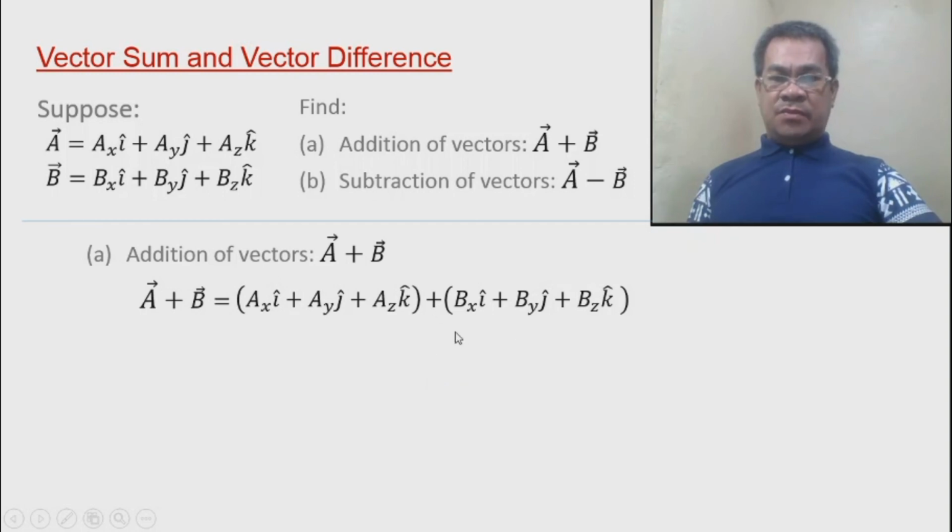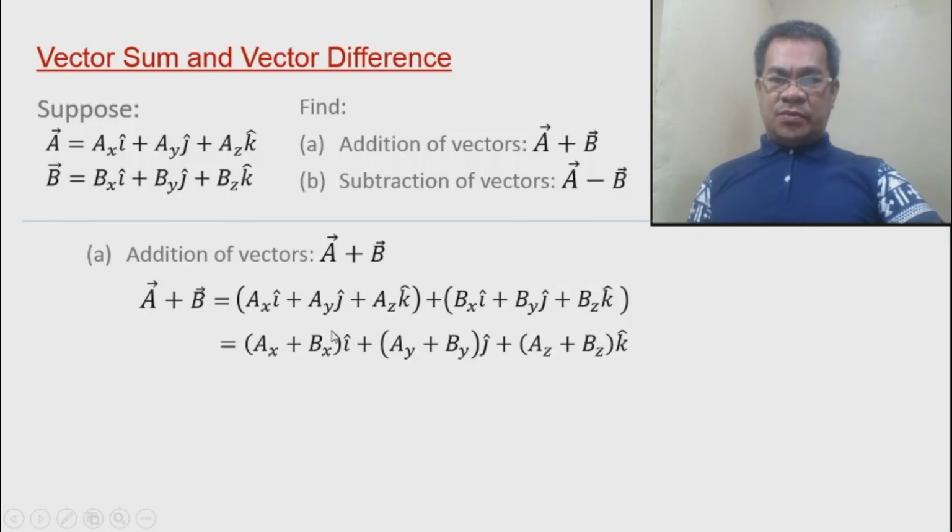Now next, you have to combine the like terms. In algebra, the like terms can be combined. Now in vector algebra, terms are like terms if they have the same unit vector. So you have to remove the grouping symbol, then combine the like terms. The like terms are ax i hat and bx i hat, then we have ay j hat, by j hat, then az k hat, bz k hat. So you have to combine them.